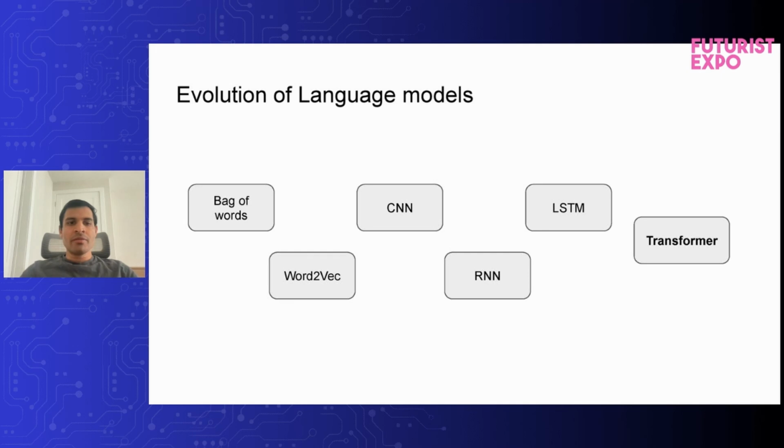Roughly this is how the evolution of language models looks. We started with simpler models like bag of words and word2vec. I'll explain them shortly. Then we moved on to recurrent neural networks and LSTM architectures, which digest the text sequentially, and then we have transformers, which can digest the information in parallel.